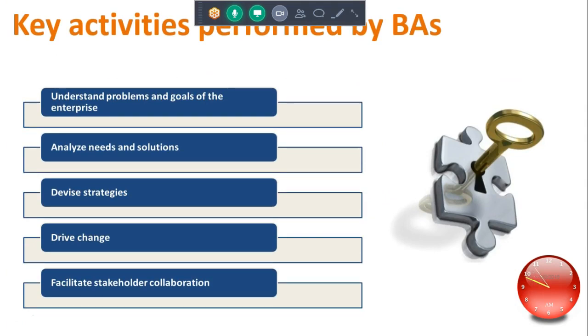Some key things that BAs are responsible for, and this goes back to the overarching idea that BAs are responsible for determining needs or verifying or validating needs and coming up with solutions to solve those needs. These are the kinds of tasks that you're going to need to do in order to do that.